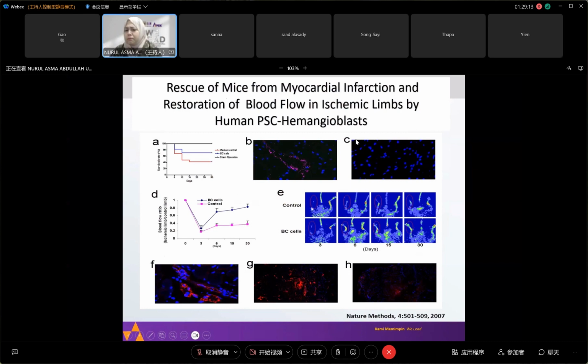So in this study, by giving the stem cell therapy, this mouse basically regenerated the legs faster compared to the untreated mouse. Okay, untreated mouse.